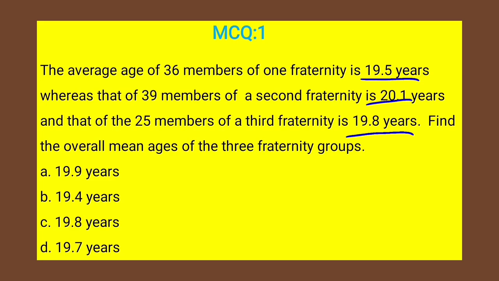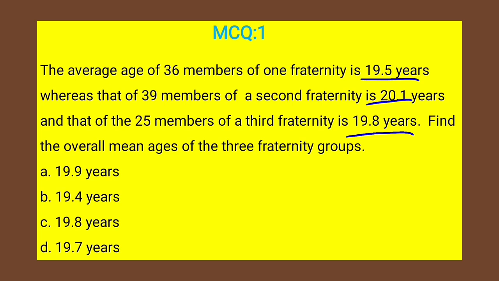We know the first group has 36 members, and the average age of one fraternity member within 36 is 19.5. That of 39 is 20.1, and that of 25 members is 19.8 years. So we are asked to find the overall mean age of the three fraternities. This is what you're going to do. You must first of all find the total age of all these various groups. Then after that, you add their total ages and divide by the total number of all the groups in this case.